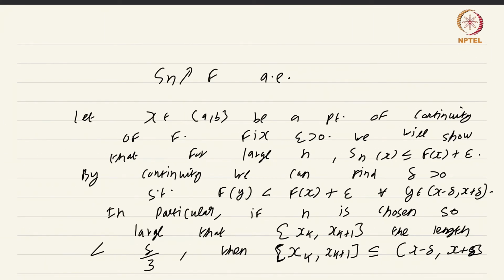So what is this trying to say? Well, if you choose the size of the partition to be so small, then eventually the length of these intervals is so small that this interval has to be a subset of x minus delta, x plus delta, that particular one which contains x.